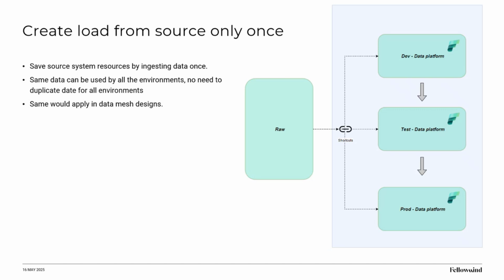Then something we have been heavily using is that we only load from the source system only once. So we save up source system, we save up hydration things, and make everything maybe a bit easier. So we have one workspace where we ingest all the data from the source systems, and now all of our environments can use the same data, and there is no integration, no lag, nothing. And this same could be applied to a mesh design, which I have an example a bit later.